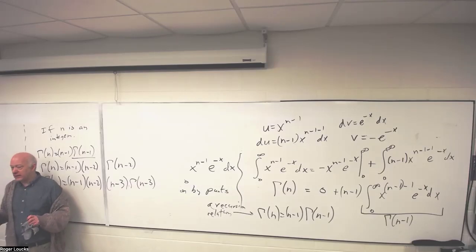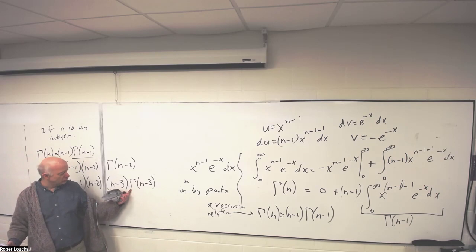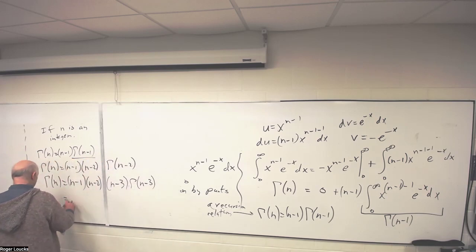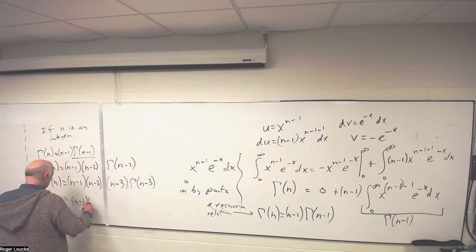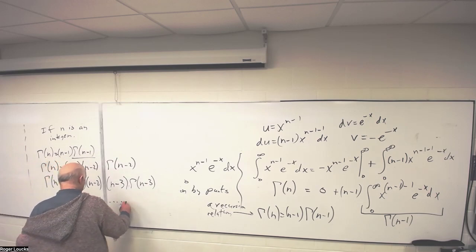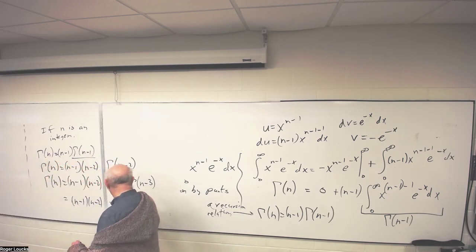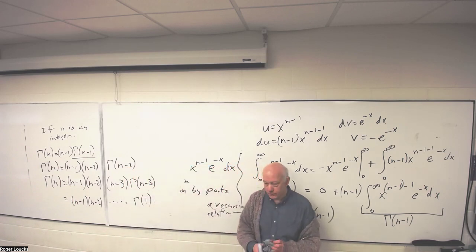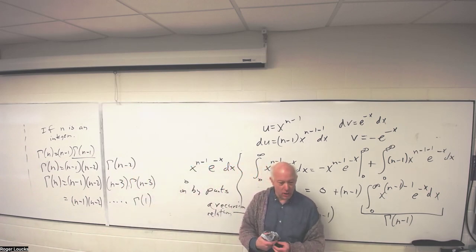Well, what did we say? n is an integer. So eventually this is going to go to the gamma of 0. Or let's try with 1. I can keep on doing this until I get to 1. The question is, what is gamma of 1?